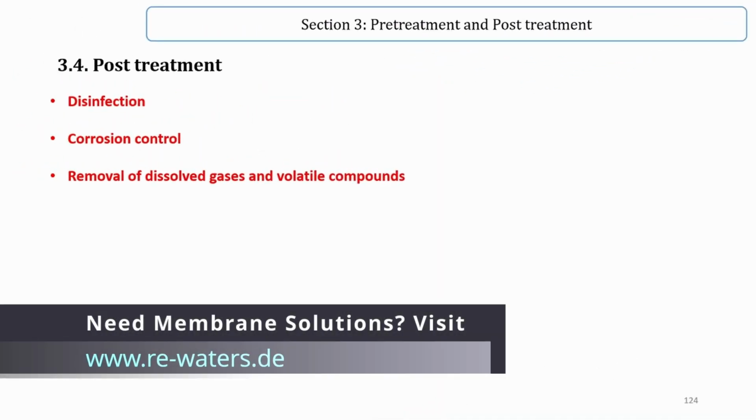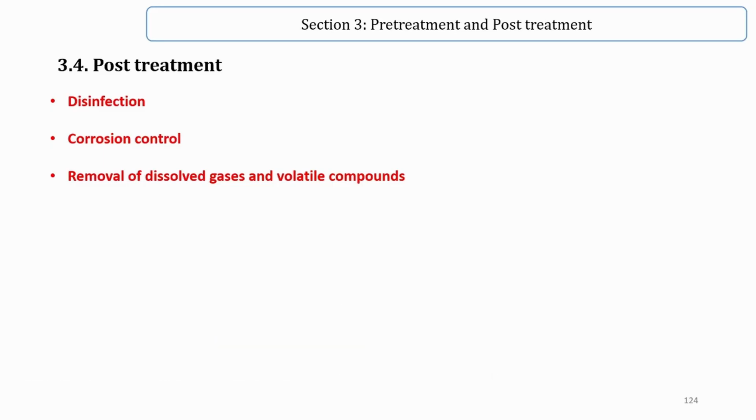Some important post-treatment processes in membranes are disinfection, corrosion control, and removal of dissolved gases and volatile compounds, which I'm going to discuss each of in the next slides.